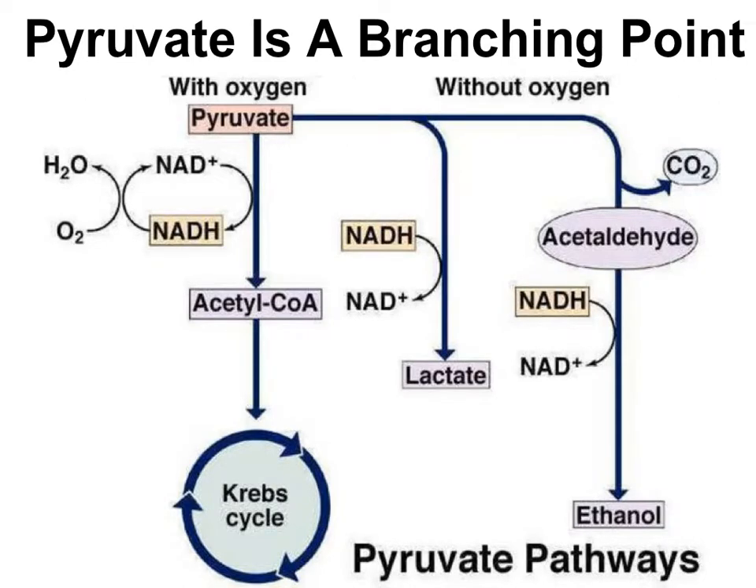Anaerobic cell respiration has two paths in and of itself. One path is lactic acid fermentation, and the other path is alcohol fermentation or ethanol fermentation. Organisms can do one or the other, either lactic acid fermentation or alcohol fermentation. Both pathways use up pyruvate and NADH and have similar goals, but go about accomplishing those goals in different ways.